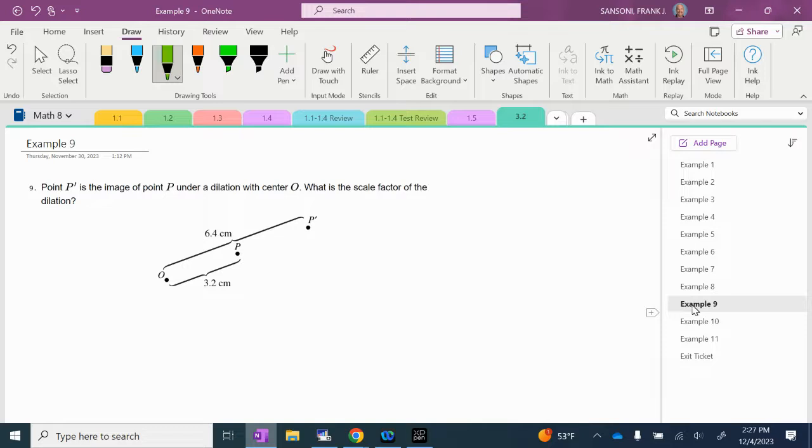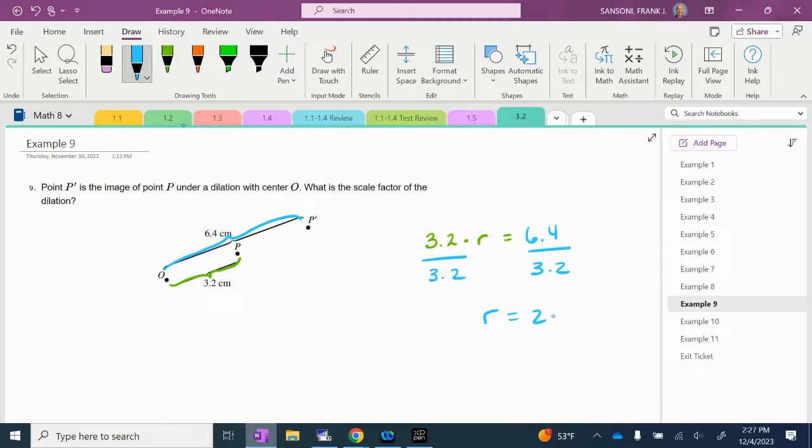Number 9. It says, what is the scale factor? So we know the original, which is 3.2. Here's the original. I'll do the original in green. We know the original times the scale factor needs to give us the image, and the image is 6.4. So 3.2 times something is 6.4. How do we do that mathematically? Well, I just divide to get R by itself, and 6.4 divided by 3.2 is equal to 2.